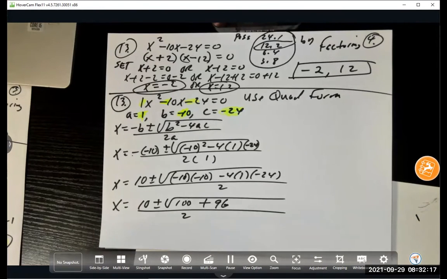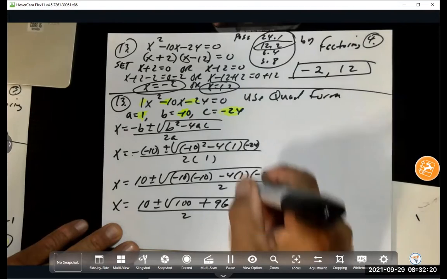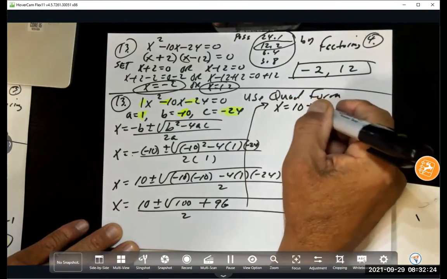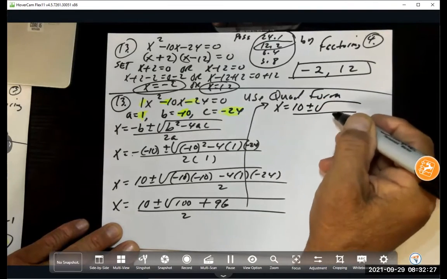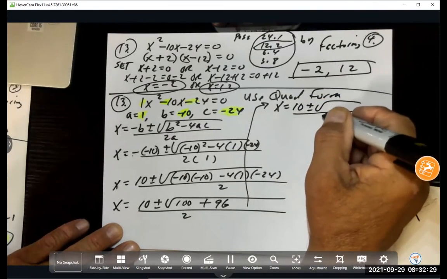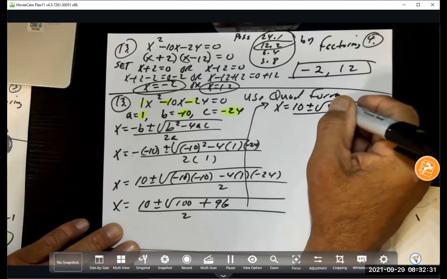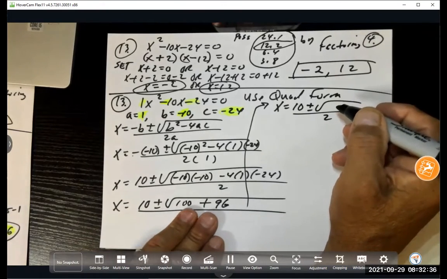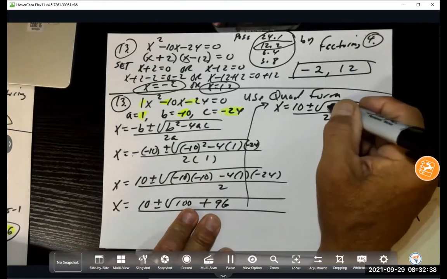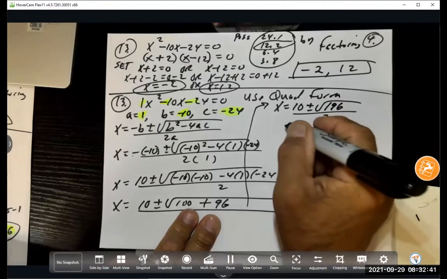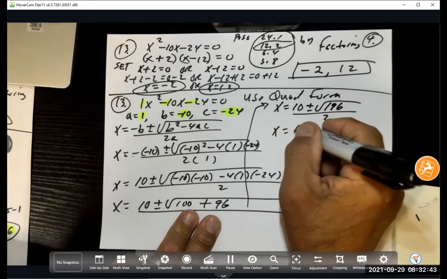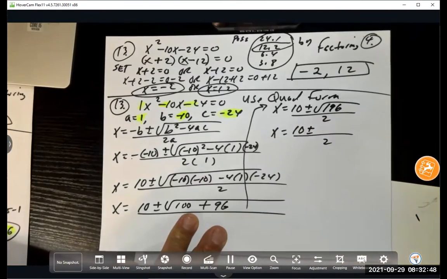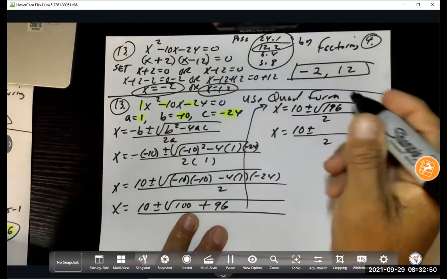What's that going to be? I'm going to put them right here. X equals 10 plus or minus square root of. What's 100 plus 96? How much? It's 196. All right. And what is the square root of 196 in your calculator? Do it in the calculator. Square root of 196 is 14.